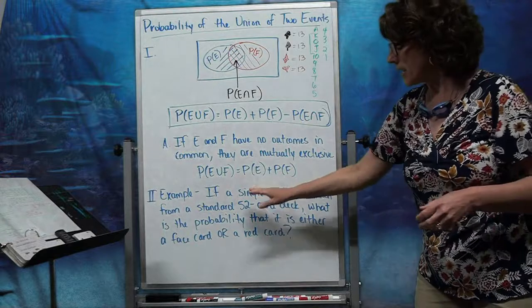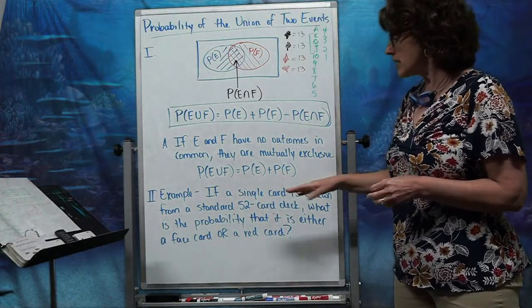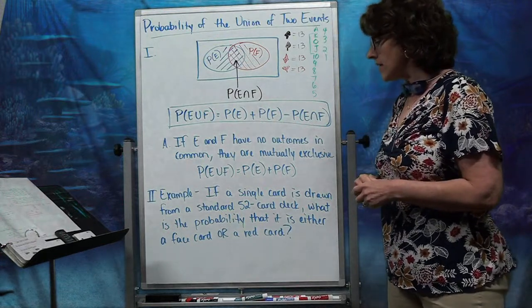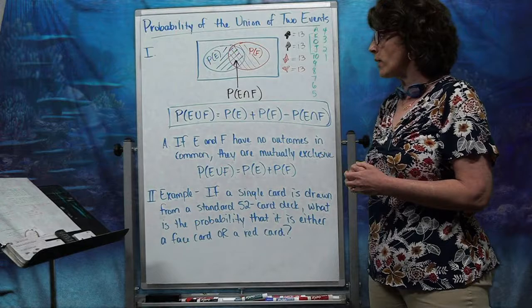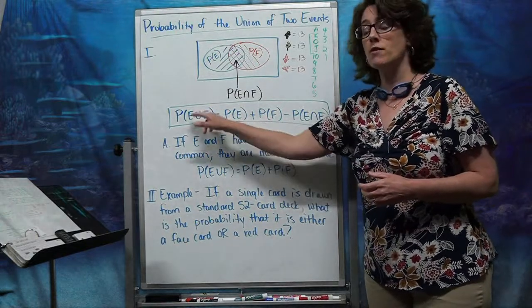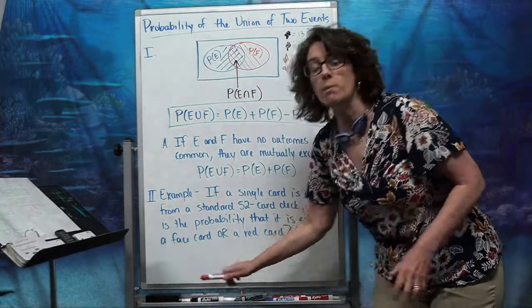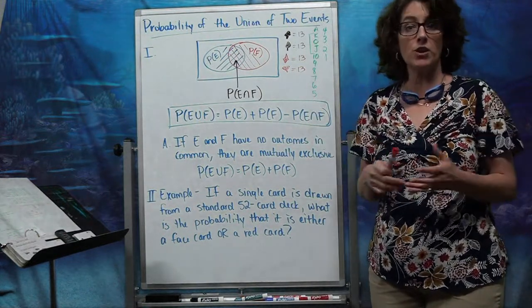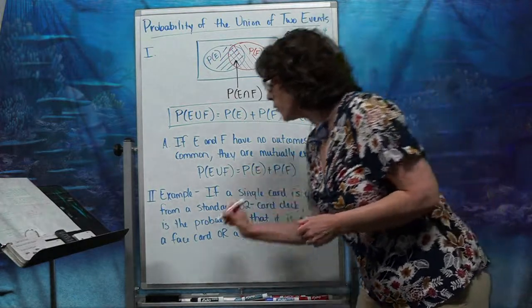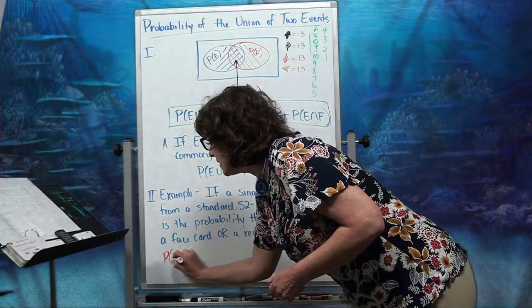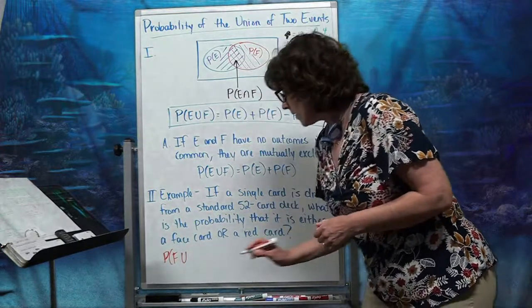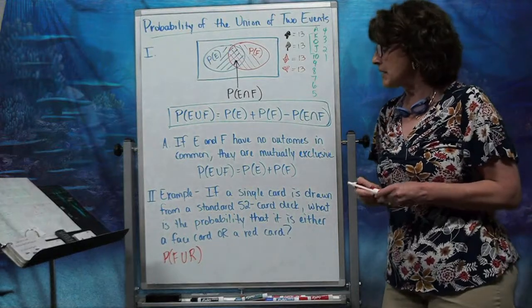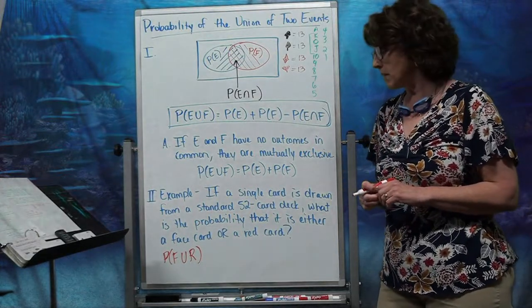With that knowledge, let's take a look at this example one more time. So it says I'm drawing a single card from that standard 52 card deck. We want to know what's the probability that it is either a face card or a red card. In other words, I'm looking for the union of those two events. Either or means both of them can happen, one of them can happen, or the other can happen, but I'm looking for the entirety of the two. So I'm looking for the probability of a face card unioned with the probability of a red card.